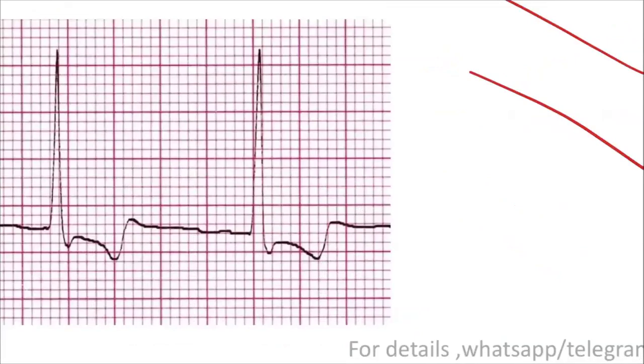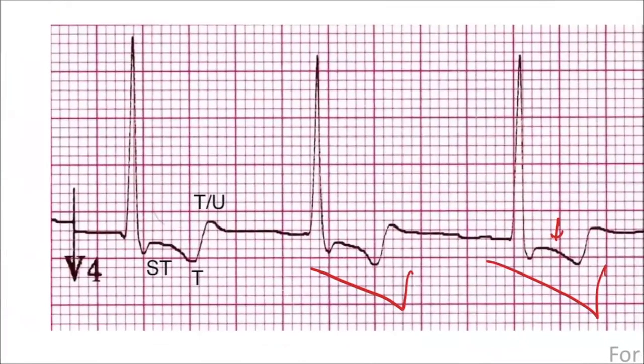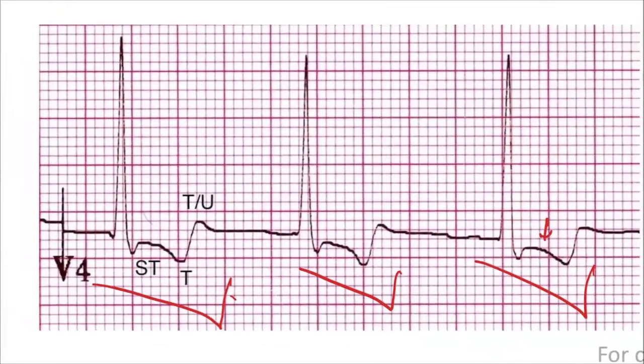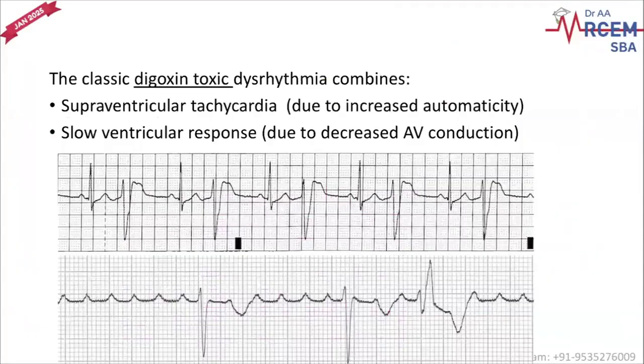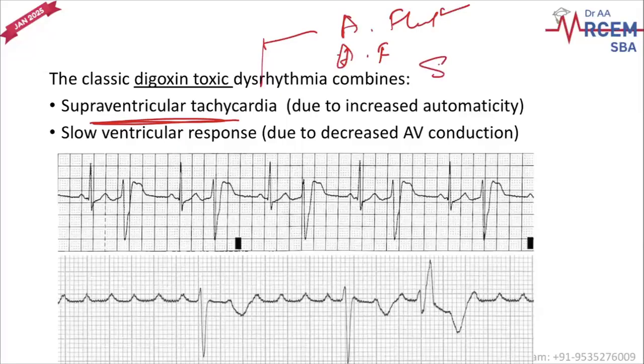Let us see what I mean by reverse tick mark. This is the reverse tick mark. So it looks reversed. Again, it looks reversed. This is known as the reverse tick mark sign, typically seen with digoxin. It is not digoxin toxicity. Whenever you have digoxin toxicity, you can have a supraventricular tachycardia, like atrial flutter the patient might be having. It can be atrial fibrillation the patient might be having. It can be a supraventricular tachycardia.